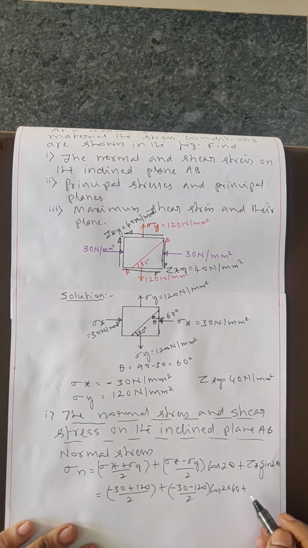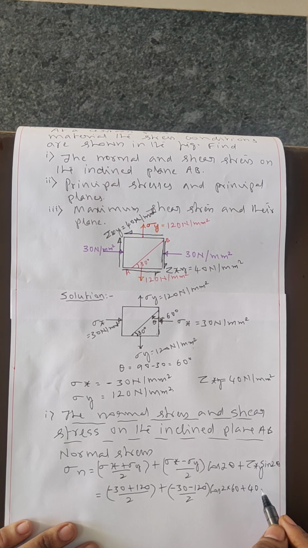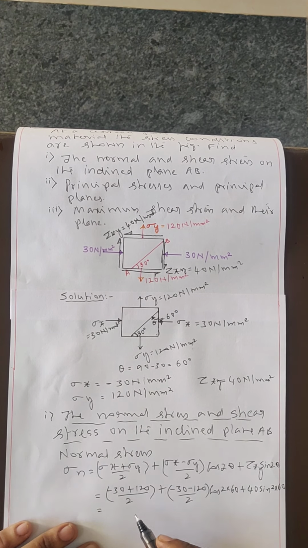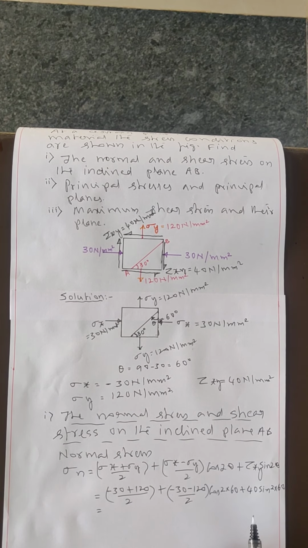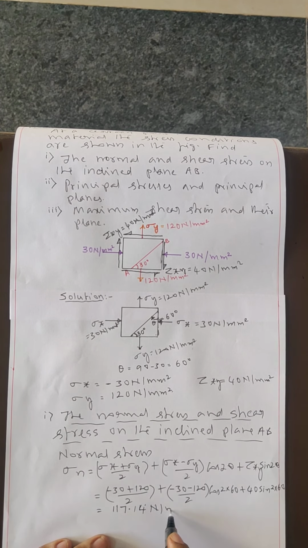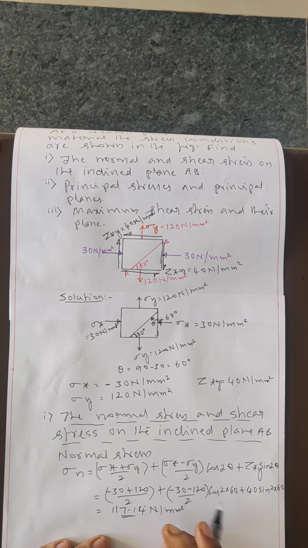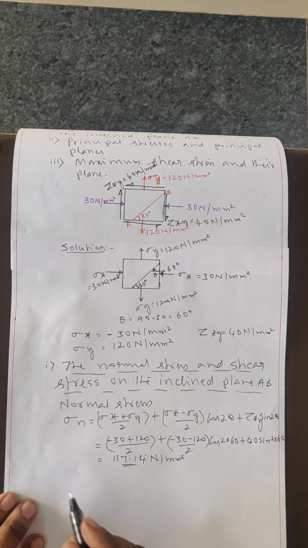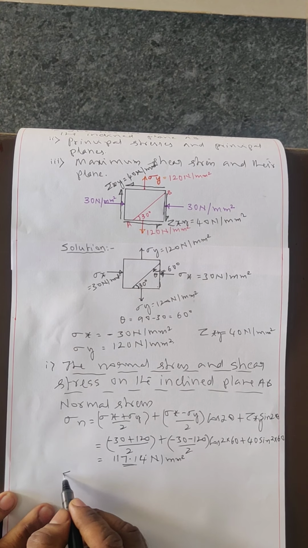Now we can substitute that tau xy is plus 40 into sin 2 into 60. If you solve this, all the values are there. Only sigma n you can calculate. It seems to be 117.14 Newton per millimeter square. I calculated directly by substituting the normal stress. Similarly, I have to calculate the shear stress.